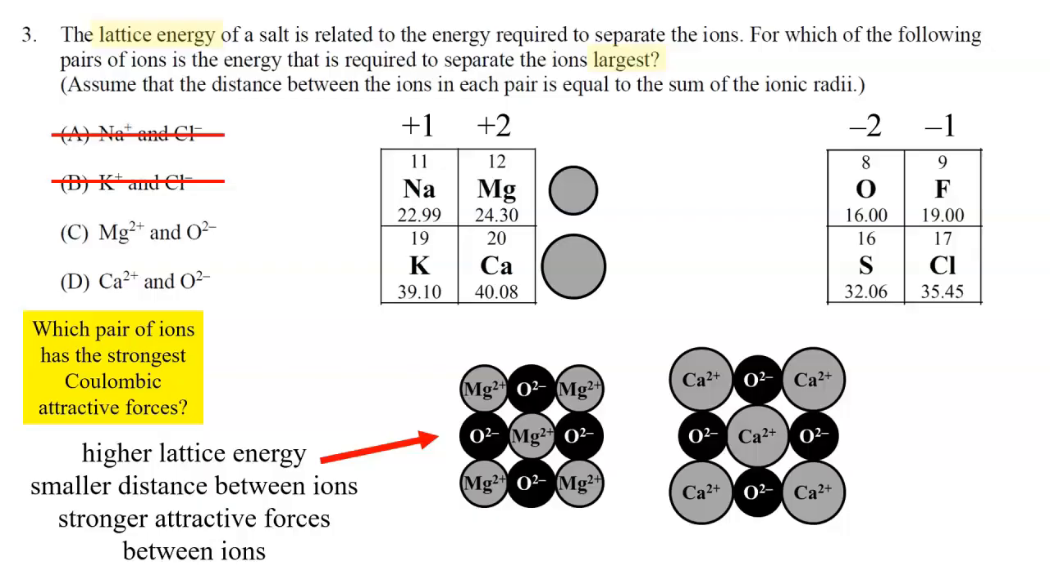So based on the principles of Coulomb's law, which includes comparing both the magnitude of the charges on the ions and the distance between the ions, we can say that the pair of ions that has the strongest Coulombic attractive forces and therefore requires the largest energy to separate them would be choice C, the magnesium and the oxygen ions.